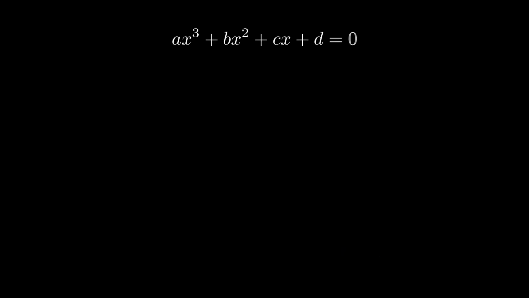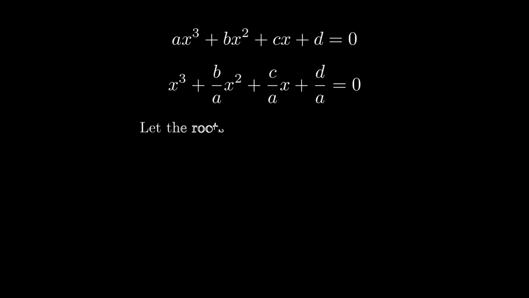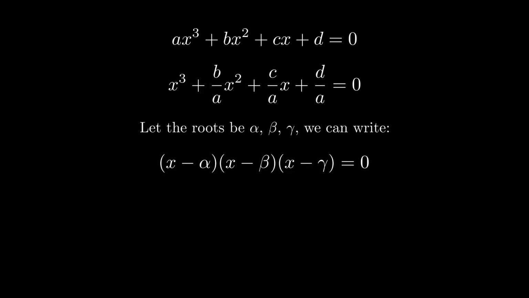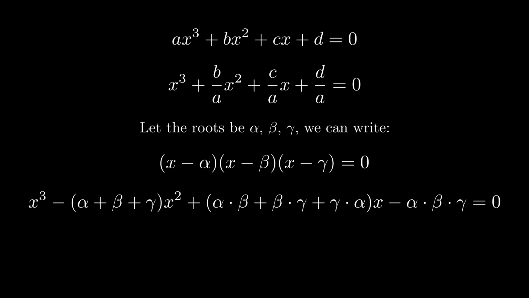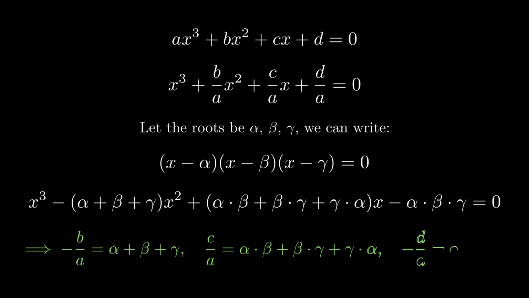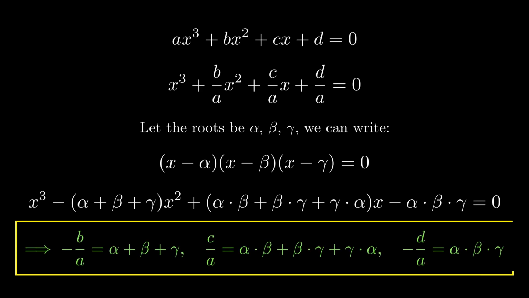Now we will do the same for the cubic equation. Let alpha, beta, gamma be the roots. We get minus b by a equals alpha plus beta plus gamma, which is the sum of the roots. C by a equals alpha beta plus beta gamma plus gamma alpha, which is the sum of the product of roots taken 2 at a time, and minus d by a is the product of the roots.